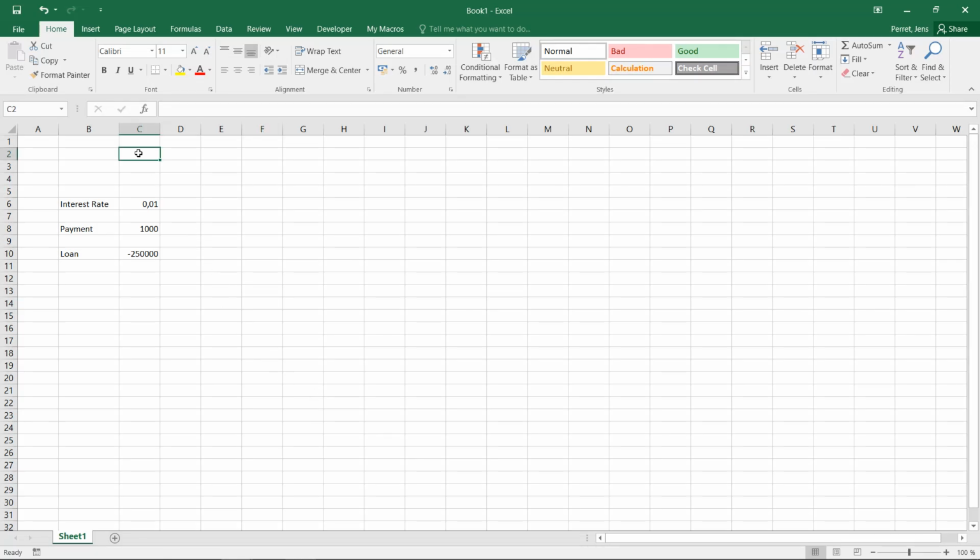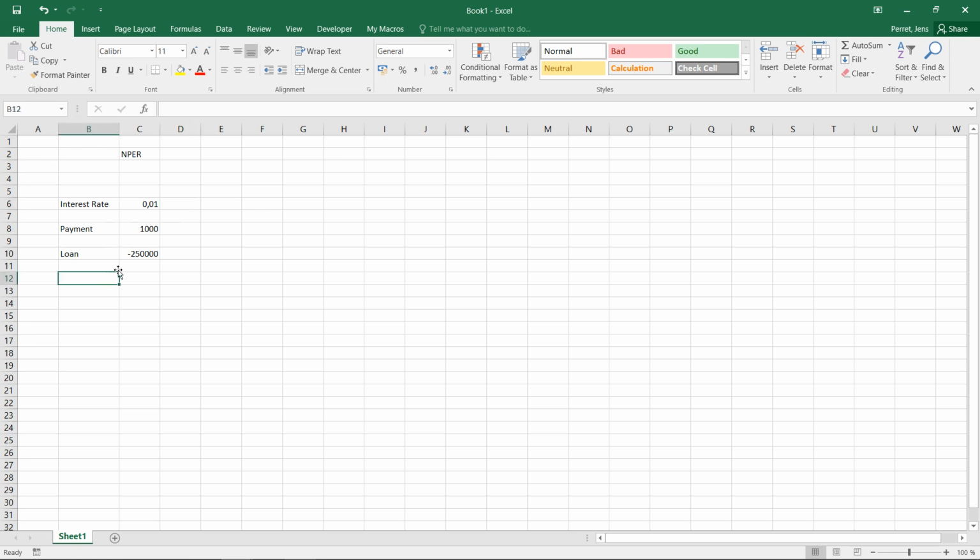This time I'm going to talk about the NPER function, which is used if we want to know how long it will take to pay back a certain loan we took. So for example, here you take a loan of 250,000 euros and you want to pay this back in, let's say, installments of 1,000. And the corresponding interest rate per period, in this case, is 1%.